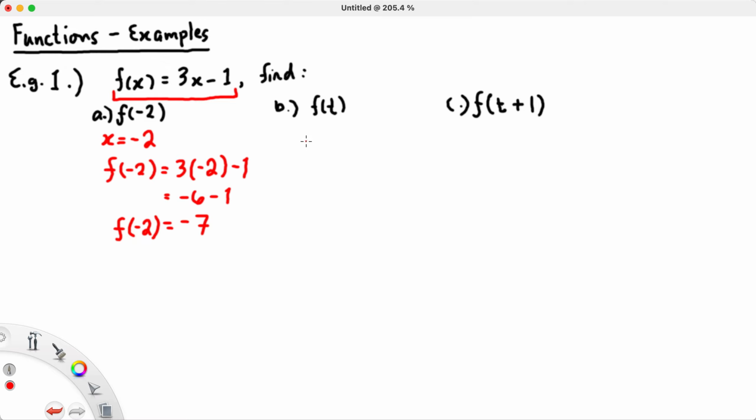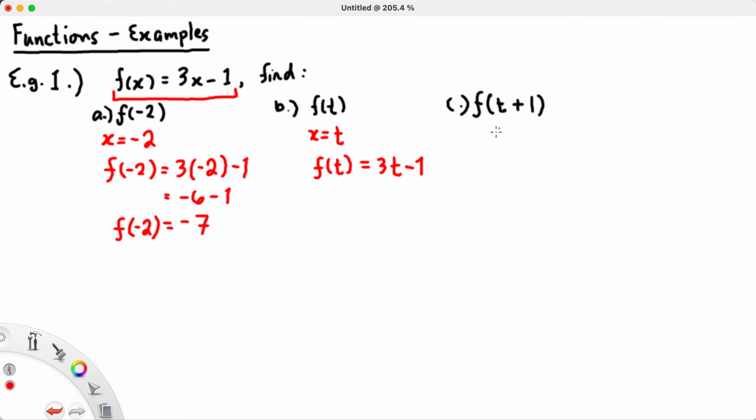Secondly, what we have is f of t. In short, we're going to let all the x's be equal to t. Since we just changed the variable x into the variable t, the function will just change into t, which would look like this. So I think we're done there.